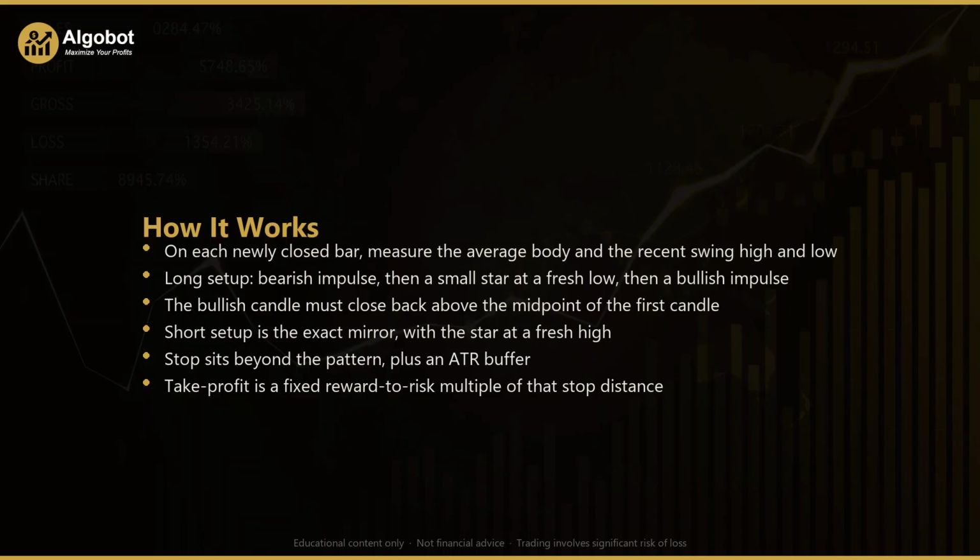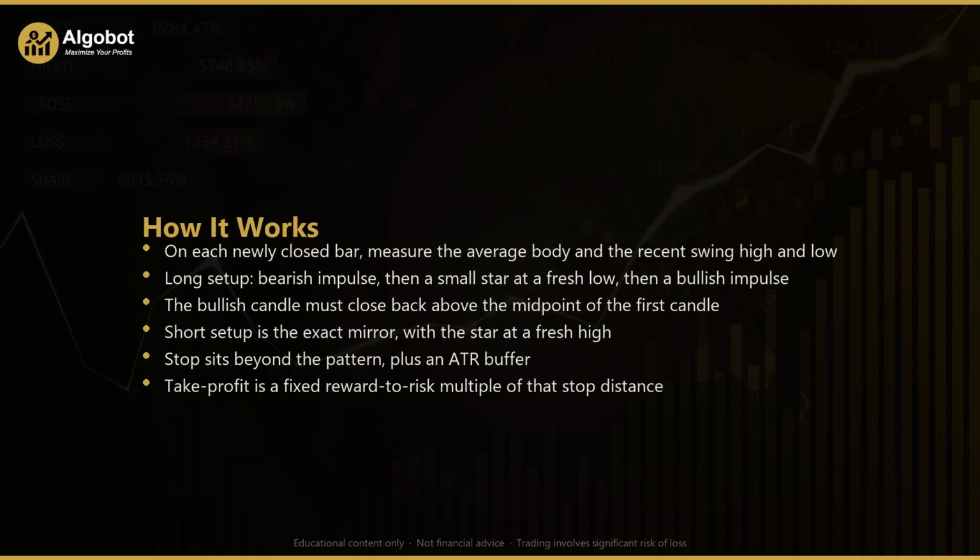Risk management is rule-based. For a long, the stop loss is placed below the lowest low of the three pattern candles, with an extra buffer set as a multiple of the ATR, giving the trade a little breathing room. The distance from entry to that stop becomes the measured risk. The take profit is then placed at a fixed multiple of that risk, the reward to risk setting, which defaults to 2, so the target sits twice as far from entry as the stop.